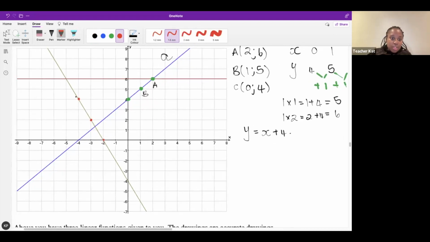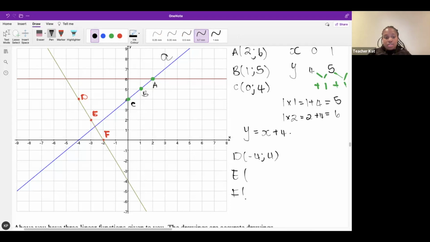So maybe I should name them. This was A, B, and C. This is going to be D, E, and F. Let us get going, okay? Point D. I see Singyan is already giving me point F. Point D is -4 with 4. Point E. I'm going to write F here because Singyan already gave me point F. That was -2 and 0. This one is -3, 2.